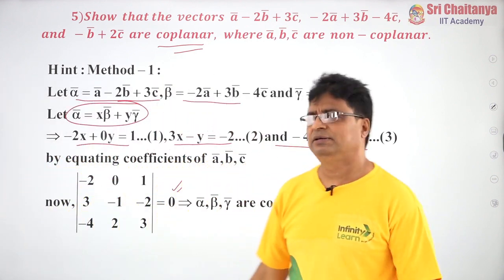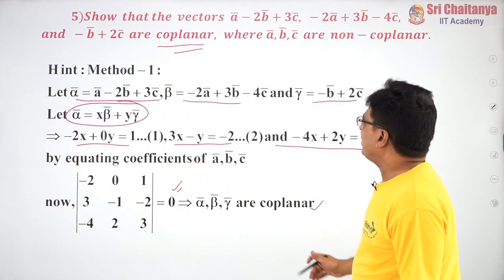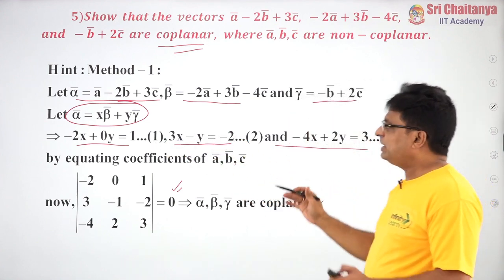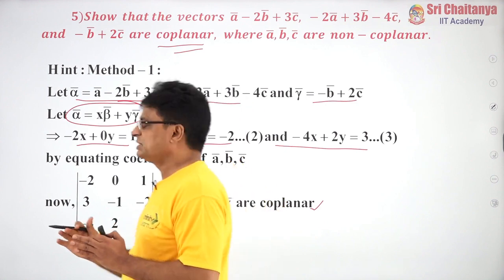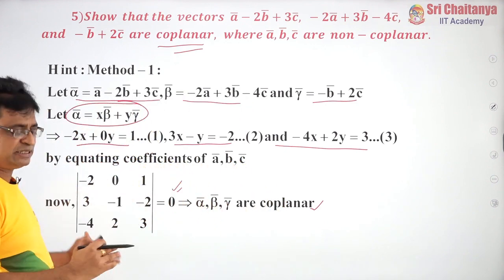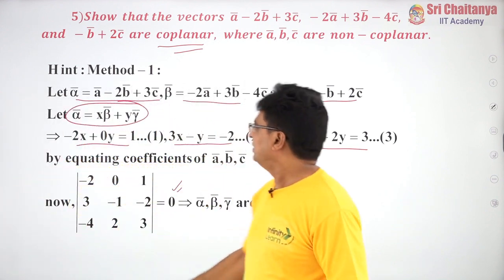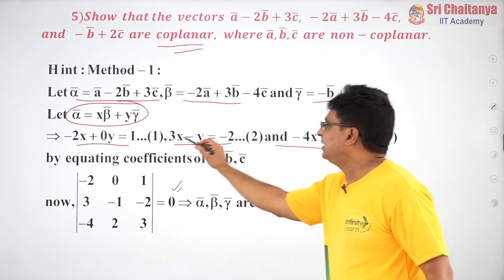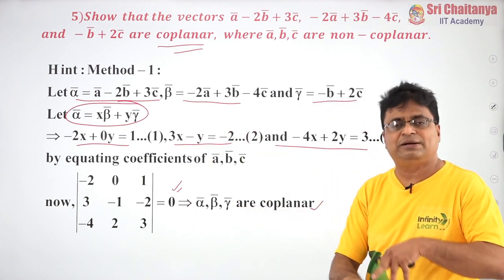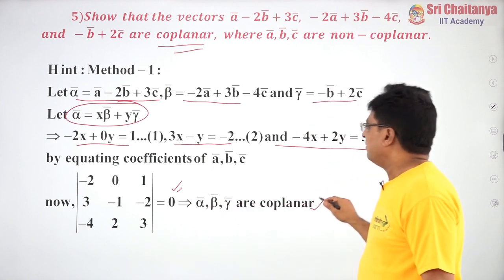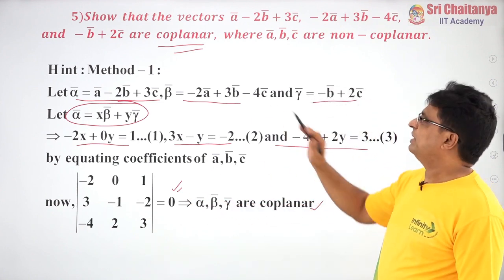This is one test. So, that means this is a system of linear equations. Whenever a system of linear equations possesses a solution or is inconsistent, for that you take the determinant, and if this determinant is 0, then the system is inconsistent. That means it never possesses a solution. That means the vectors become coplanar. This is one method.